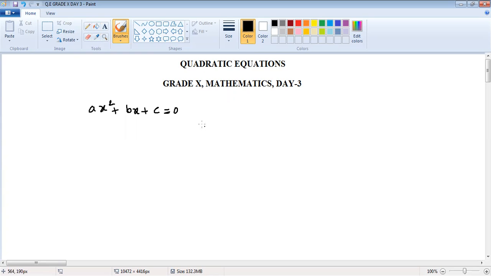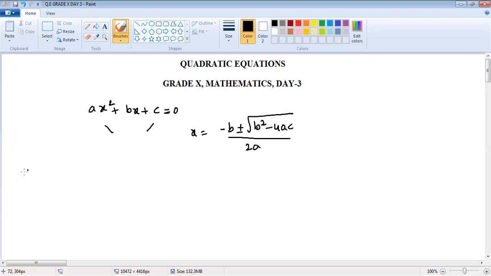To solve this one we used the splitting middle terms concept. Similarly, we can use the quadratic formula, which is x equal to minus b plus or minus root over b square minus 4ac, divided by 2a. This concept we are using to solve the given quadratic equation.